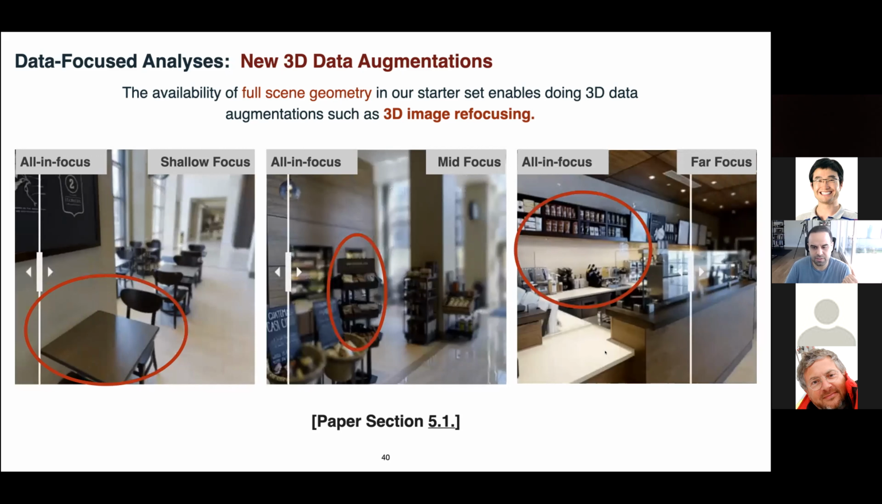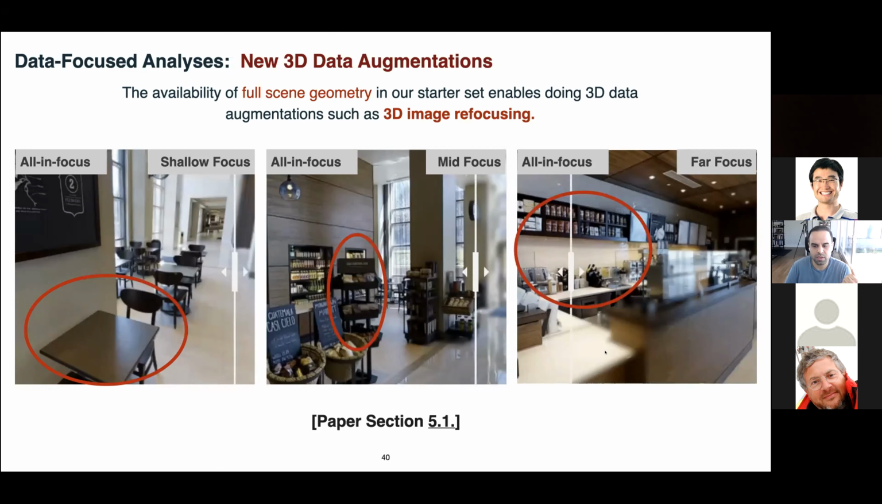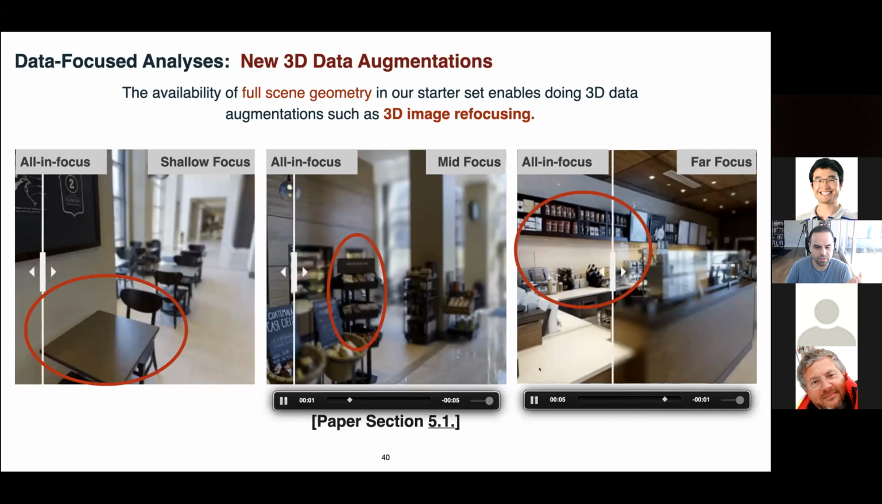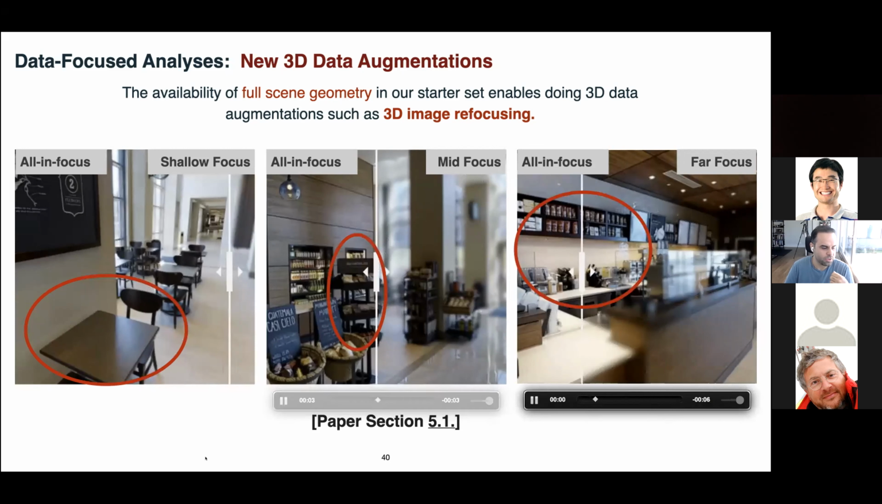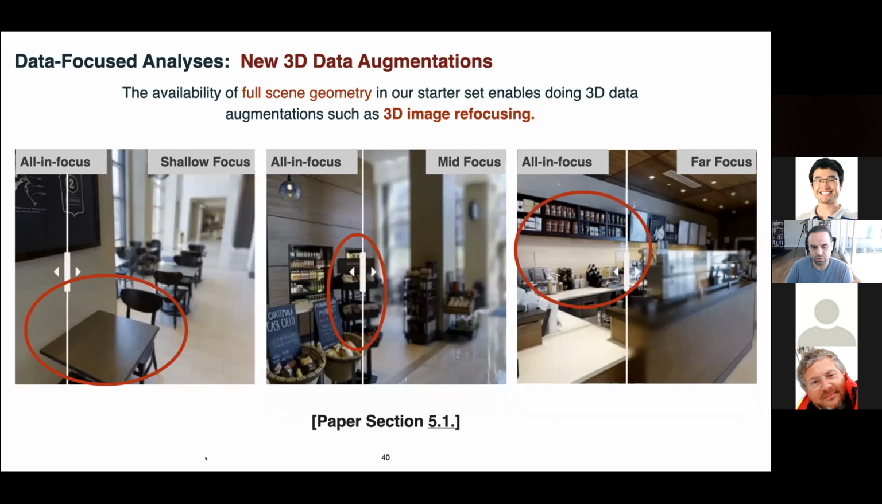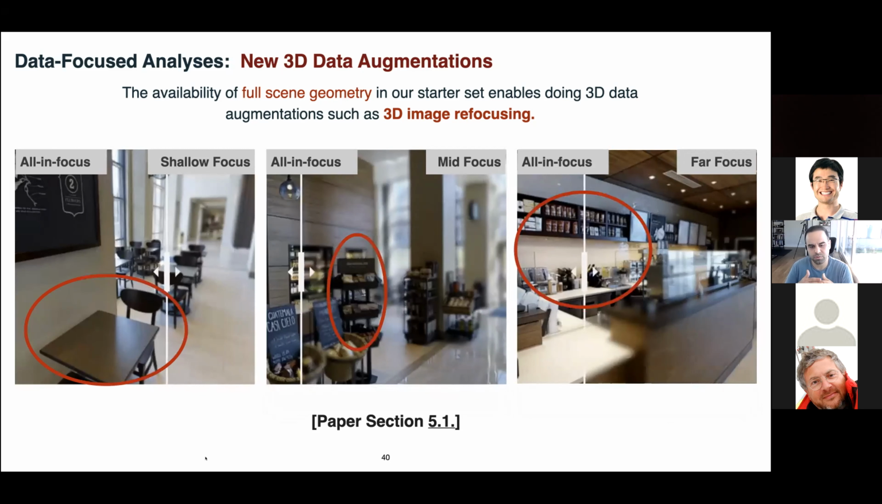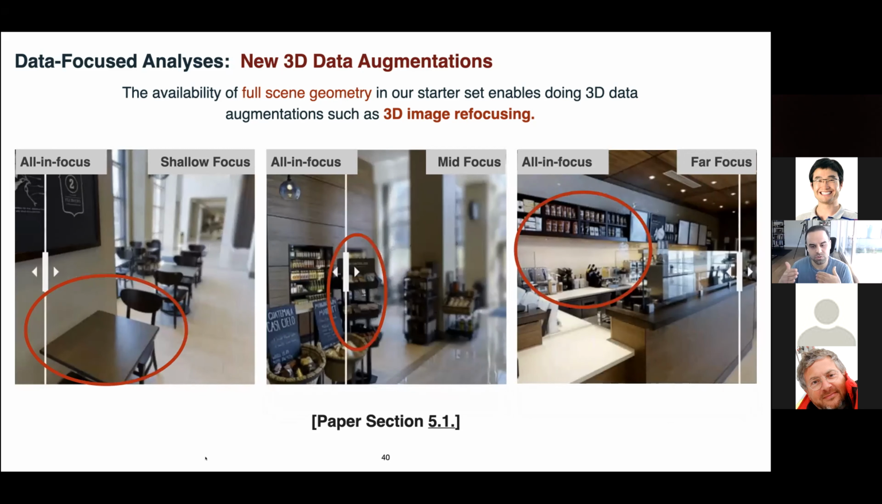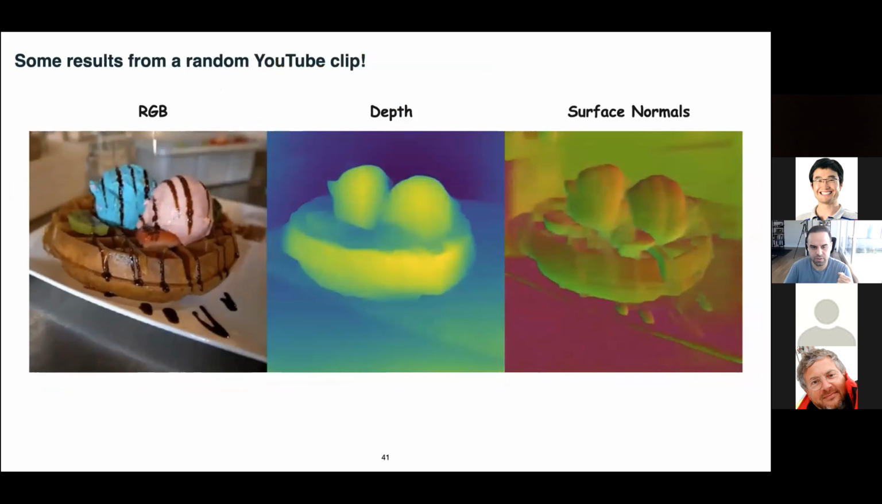But since everything is under control, at least in terms of geometry and camera viewpoints, we can do new stuff, like for instance, new 3D data augmentation. So here you can see that we are changing basically a parameter akin to the aperture of the camera. It changes the focus from near focus to far focus. It gives you a shallow focus, first of all, and then you can move the focus across different parts of the scene. Okay, just to give you an idea.